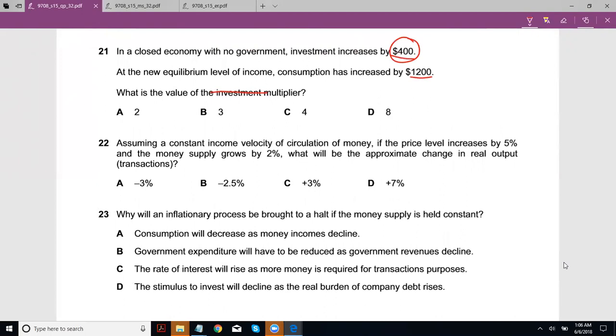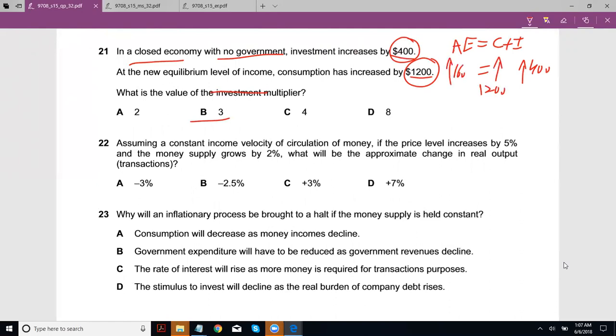So you just need to figure out, how much does national income change by. And a lot of you would say 3, because you would think that national income changed by 12 because consumption increased. But that would be wrong, because if you look at a closed economy with no government, aggregate expenditure is C plus I.